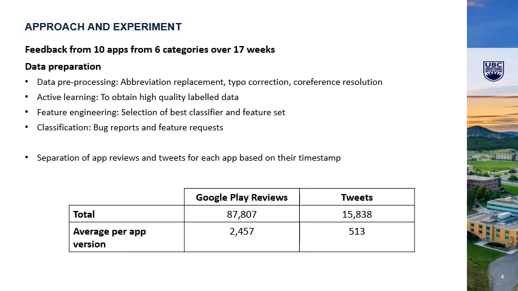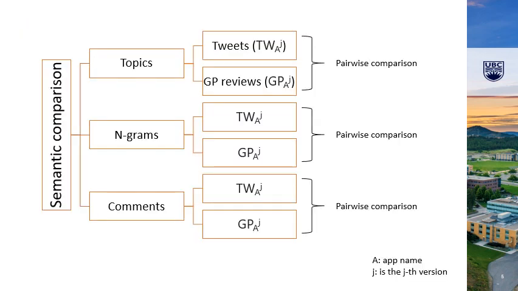We have done a lot of data pre-processing, active learning, feature engineering, and classification to ensure the quality of the data. Then we separated the reviews and tweets for each app, for each version of an app, and we compare them together pairwise. To do this comparison, we compare the topics, n-grams (bigram, trigram, and 4grams), and also the comments pairwise for each version of each app. For example, we compare the tweets and Google Plays for version X of WhatsApp.